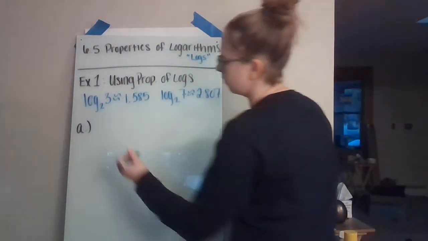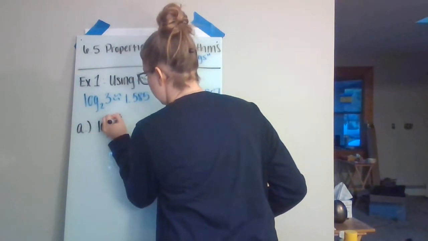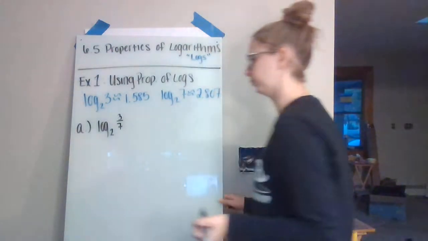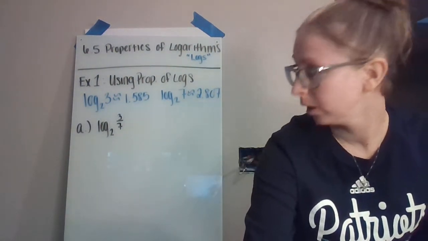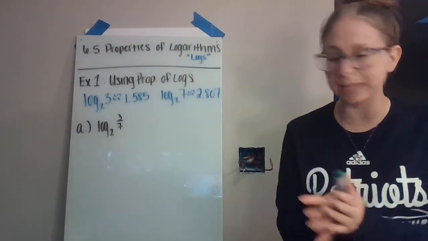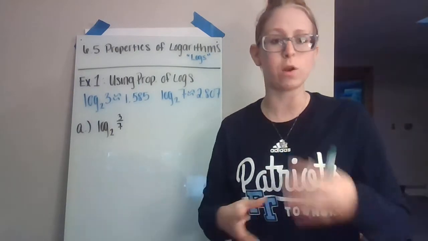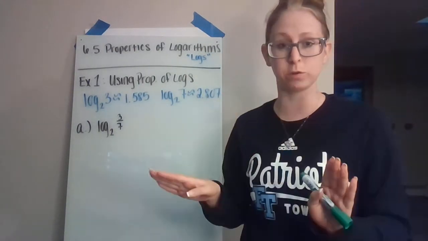So in A, I'm going to give you log, a nice easy one to start, base 2 of 3 over 7. Let's start with an easy one. So I have division. I have 3 divided by 7. This one is easy because I already have the 3 and 7. I don't have to divide or make numbers up using 3 and 7. I already have straight up 3 and 7.